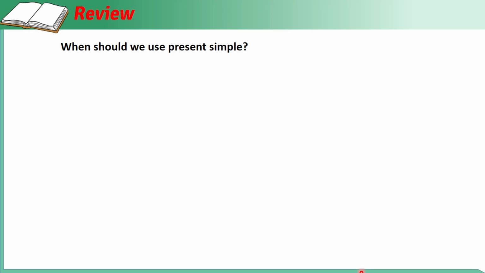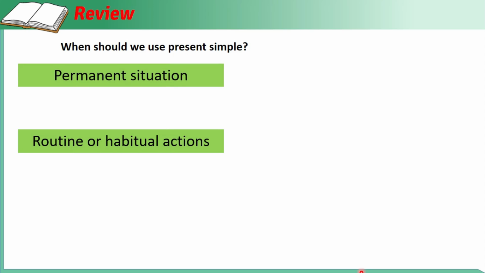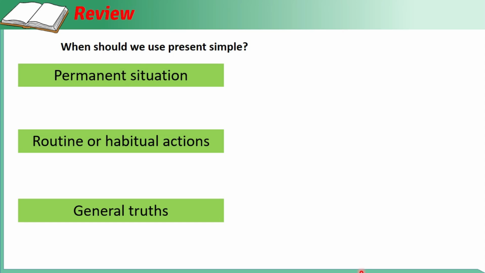We use present simple for permanent situation. Okay, and second, we use present simple for routine or habitual action. And the last one, we use present simple for general truth. What does use mean?